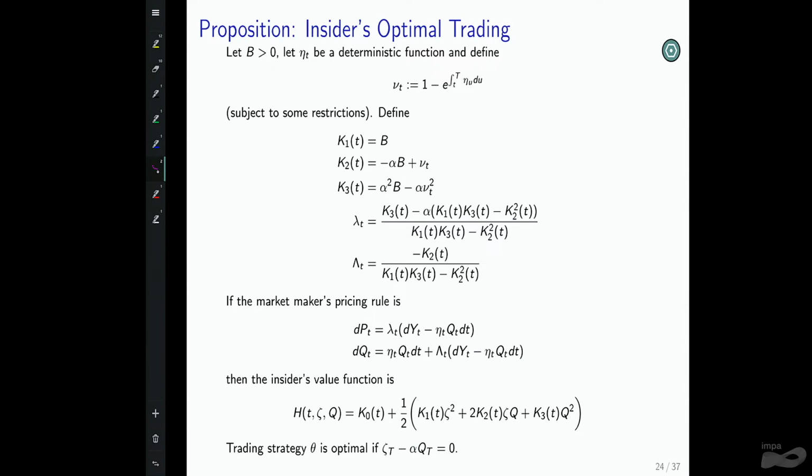So if these restrictions are satisfied, then we have the value function of the insider. It's quadratic in the state variables. And any strategy which forces this to 0 at time capital T is optimal. This is the nice generalization from the standard Kyle model, where any strategy is optimal as long as it's absolutely continuous and forces the price towards the signal.